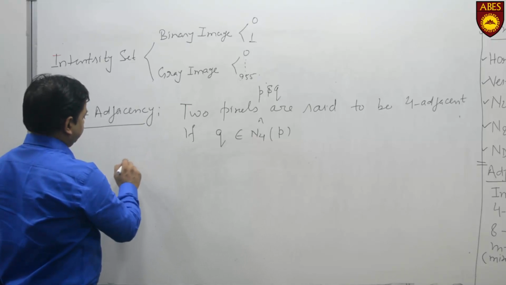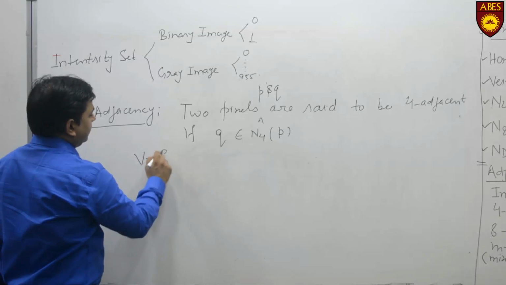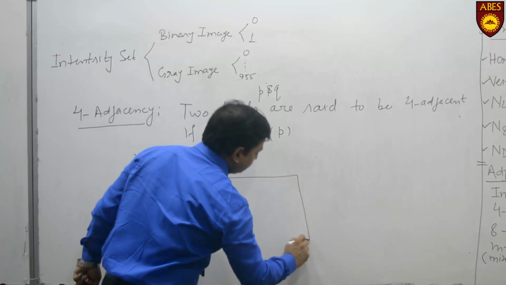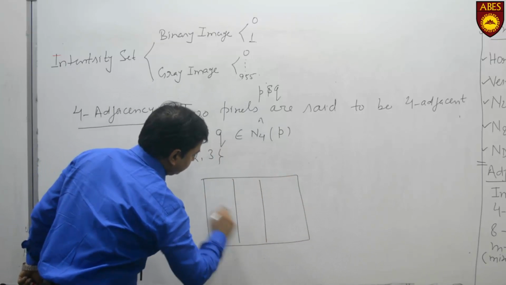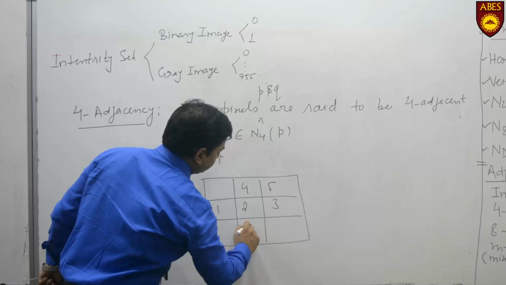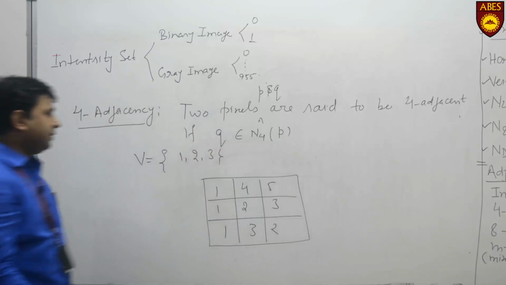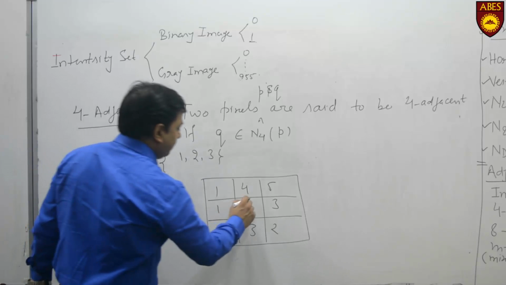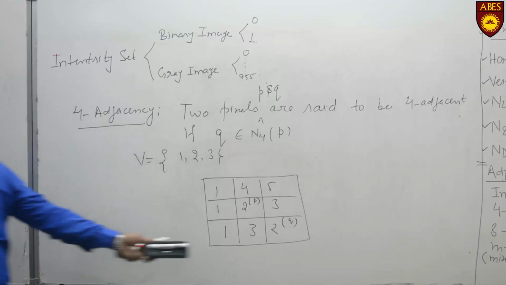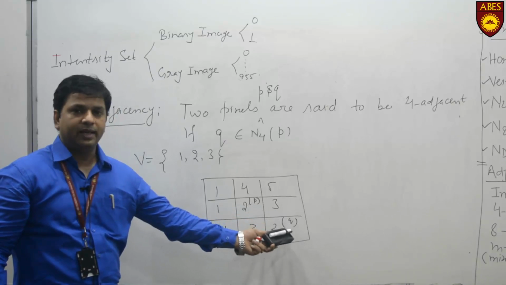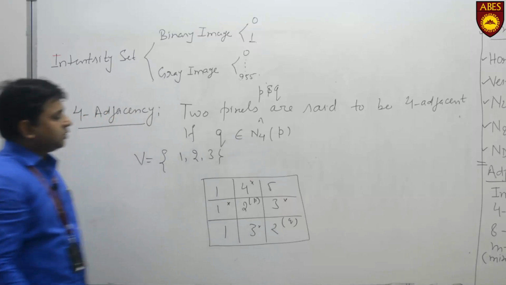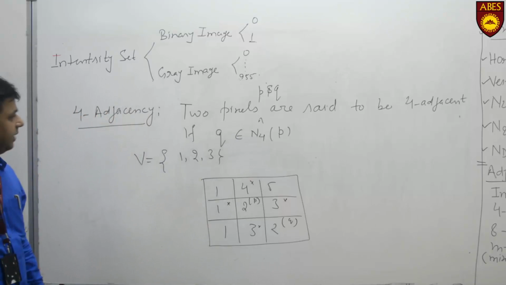For example, the V set is given as 1, 2, 3, and a pixel arrangement is like this. I want to check whether pixel P and pixel Q are 4 adjacent or not. We can see the pixel Q is not lying within the N4P, because the N4P are this pixel, this pixel, this pixel and this pixel. So P and Q do not have 4 adjacency.